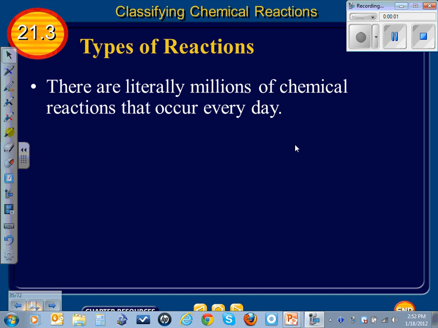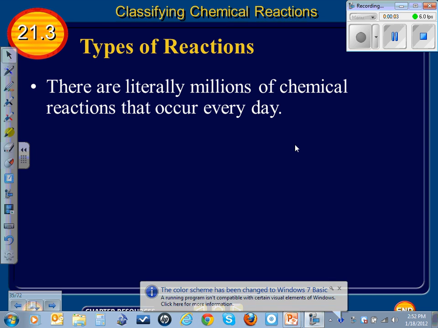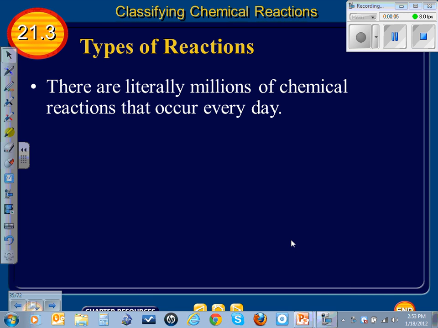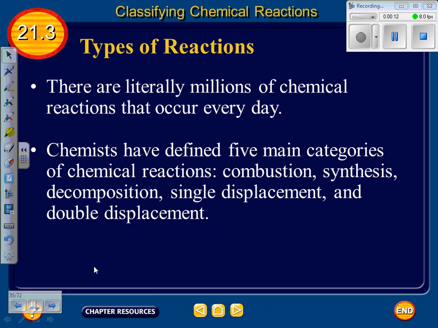Chapter 21, Section 3. In this section, we're going to look at the different types of reactions. As it says, there are literally millions of chemical reactions that occur every day. Chemists have defined 5 main categories of chemical reactions, and you'll be responsible for these 5 different types: combustion, synthesis, decomposition, single displacement, and double displacement.